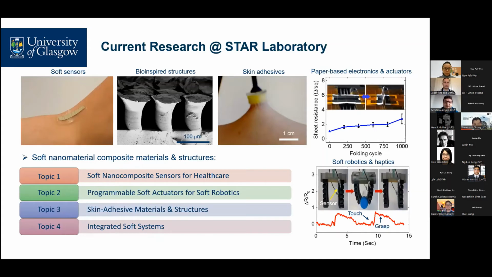In our lab, we focus on 4 main topics. We develop soft sensors based on soft nanocomposites for healthcare applications. We work on soft actuators for soft robotics, and we explore skin adhesive materials and structures. Finally, we look into ways to integrate these components, like soft sensors with soft actuators, soft robotic systems with soft sensors, and so on. In the next slides, I'm going to provide examples for each of these topics.